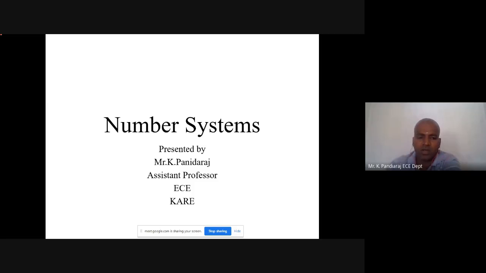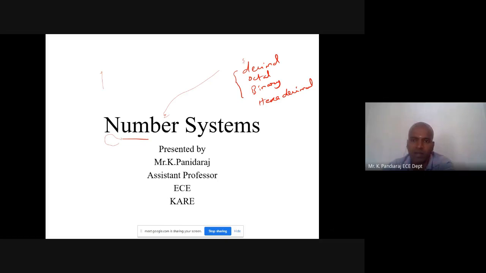Hello everyone. In this lecture, I'm going to explain how to convert one number system into another number system. The number system is the basic one which we are going to use in digital systems, because in our day-to-day life we use different kinds of number systems. There are four number systems: decimal, octal, binary, and hexadecimal.